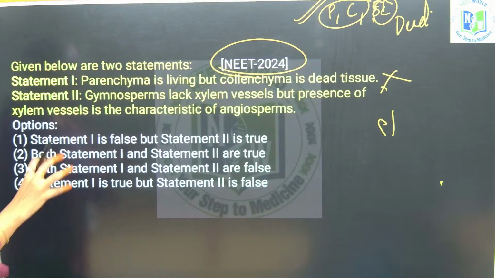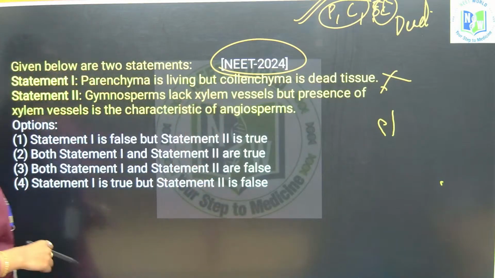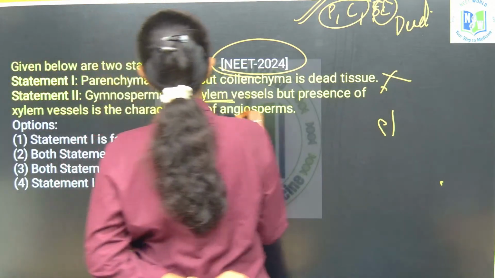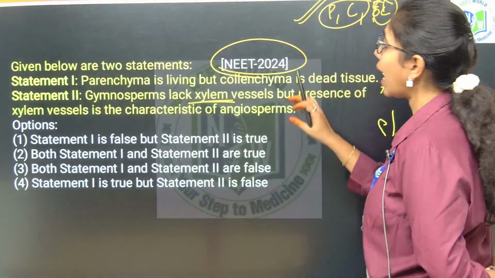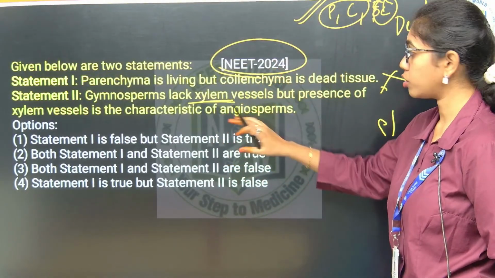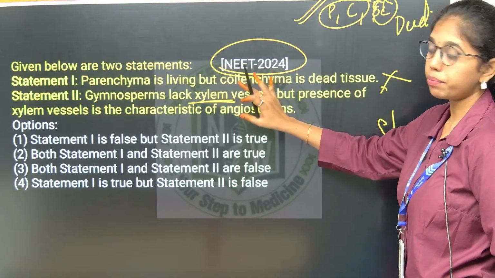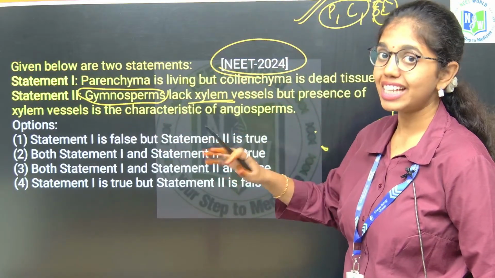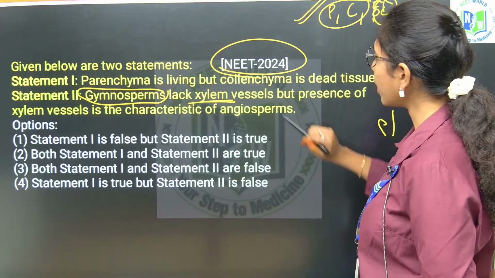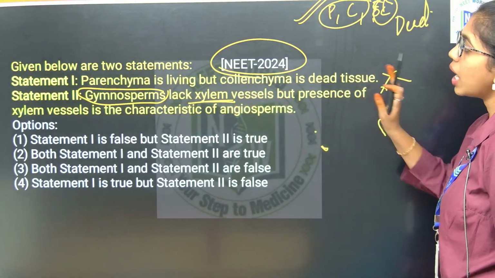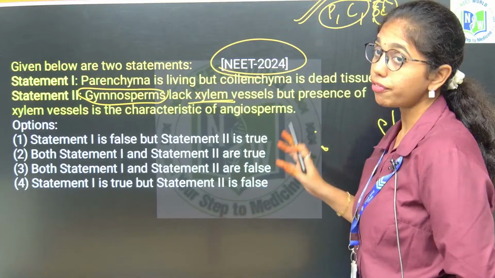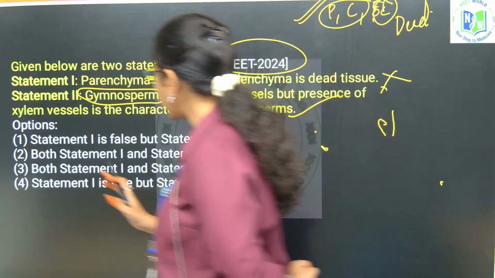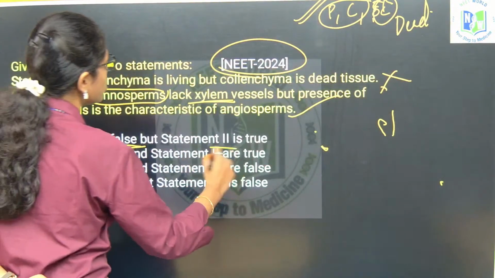Next, gymnosperms lack xylem vessels, but presence of xylem vessels is characteristic of angiosperms. True, in gymnosperms xylem vessels are absent, and they have just sieve cells and albuminous cells. Xylem vessels will be absent from the xylem tissue. In phloem tissue also, gymnosperms will have sieve cells and albuminous cells instead of sieve tubes and companion cells. So xylem vessels are absent in gymnosperms and are characteristic of angiosperms. Here statement 1 is wrong and statement 2 is correct. So statement 1 is false and 2 is true.